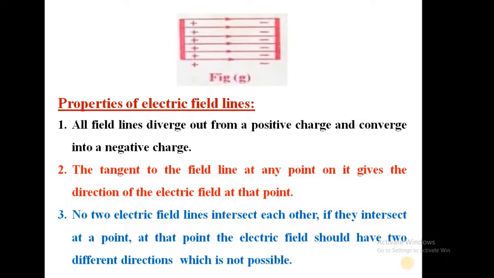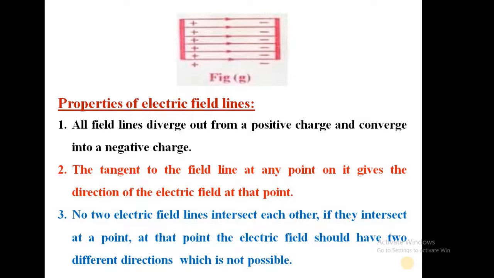Let us examine the properties of the electric field lines. As we discussed earlier, all field lines diverge out from the positive charge and converge into the negative charge. Next property of the field is the tangent to the field line at any point gives the direction of the electric field. The third important property is, in nature no two electric field lines intersect each other.